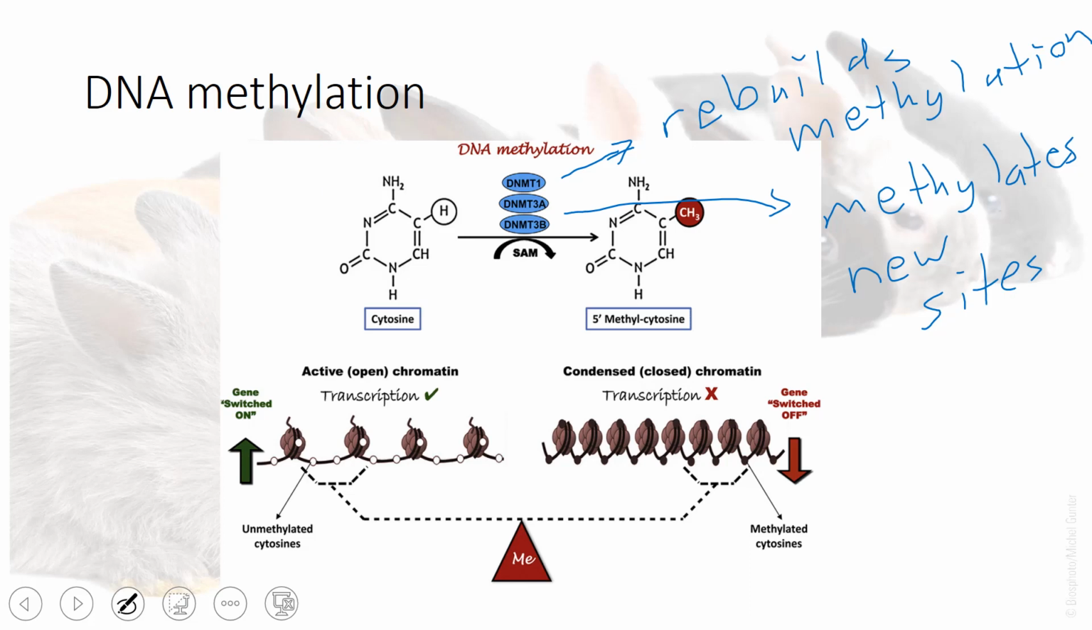So as you go through your own life, or that now daughter cell goes through its own experiences, it will accumulate methylation patterns that are new, and those are put on by DNMT3. But again, DNMT1, DNA methyltransferase 1, rebuilds the methylation pattern that was in the parental cell. DNMT3, or DNA methyltransferase 3, methylates new sites. We sometimes call this the de novo methyltransferase.